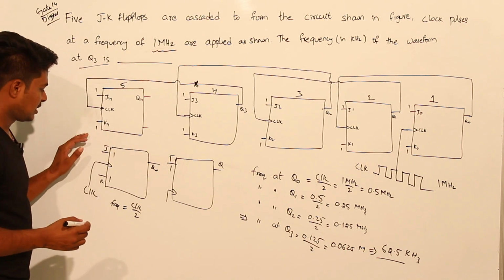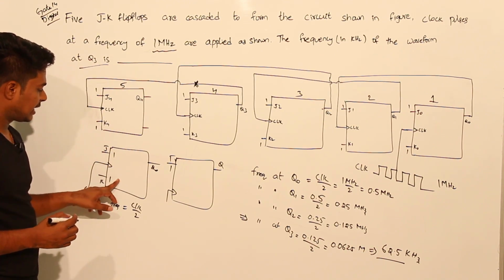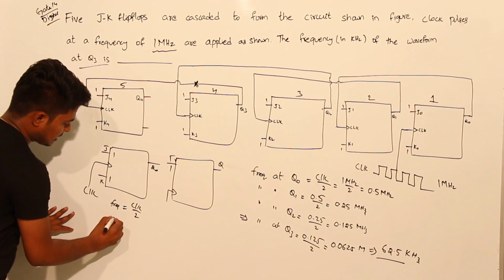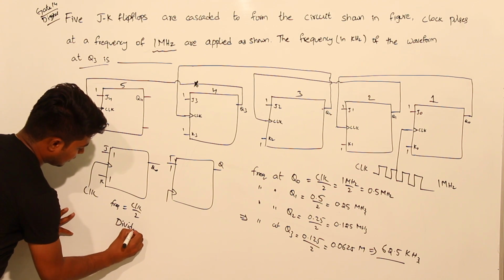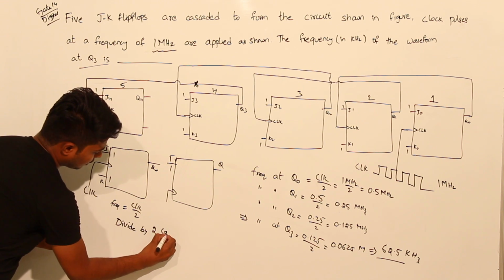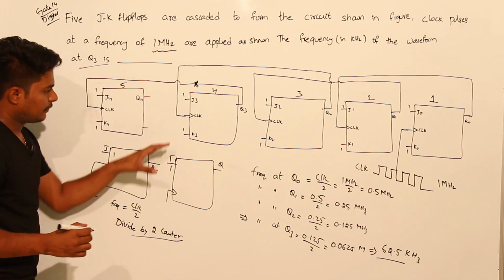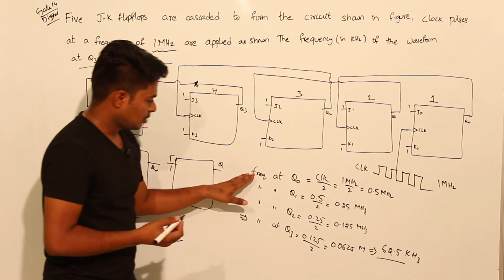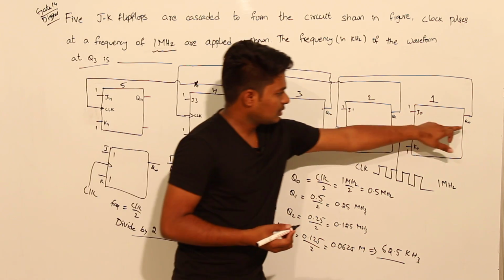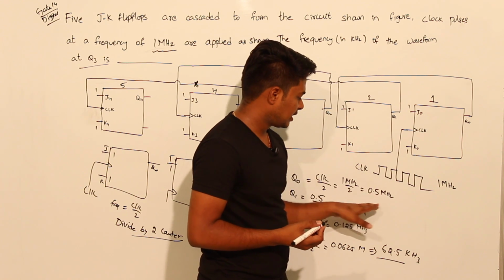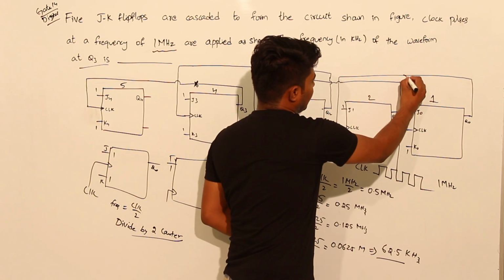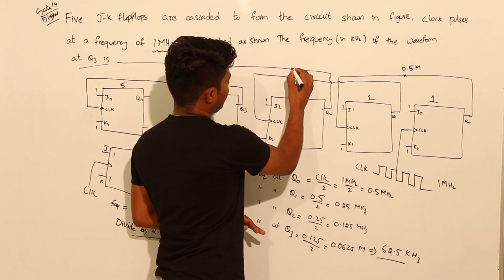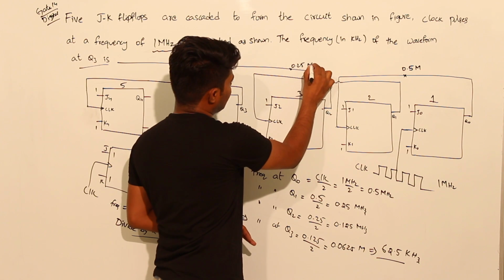How we have found it out is, for a JK flip-flop, if J and K are at 1, the frequency is half of the clock frequency applied. This is called a divide by 2 counter. If any modulus is given, you have to divide just by 2. So likewise for Q0, the clock frequency applied is 1 MHz, divided by 2 is 0.5. So here 0.5 MHz will be there. Here 0.25 MHz will be there.